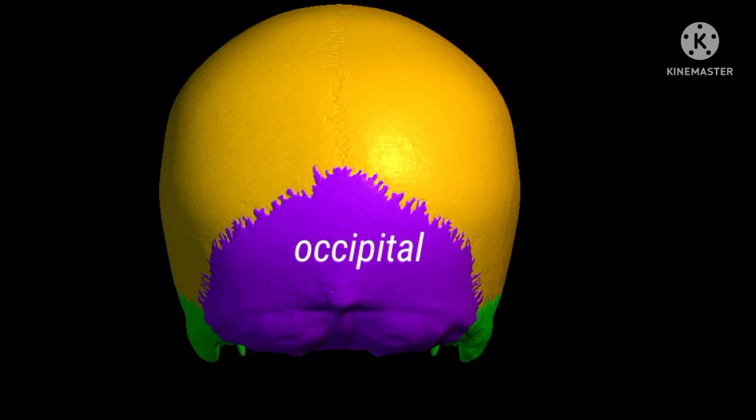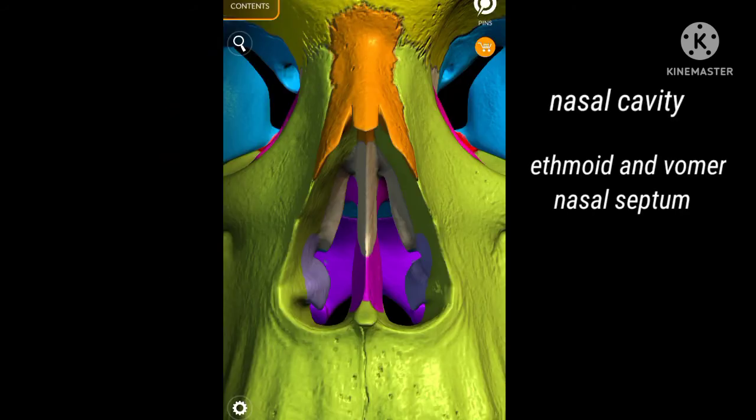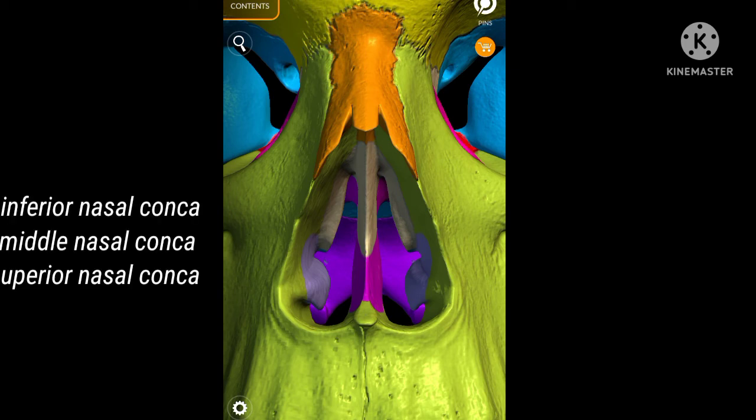The occipital bone is present in the back portion of the skull. This is the nasal cavity. Inside, the ethmoid and the vomer bone together make the nasal septum that separates the right and left chambers of the nasal cavity. The nasal cavity consists of 3 nasal conchas: inferior, middle and superior nasal conchas. They are present internally in the nasal cavity.